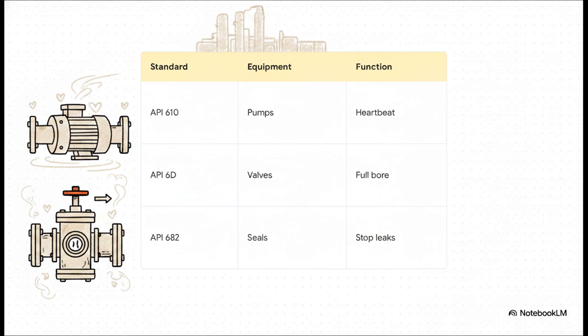This covers centrifugal pumps. In a processing plant, rotating equipment like pumps act as the literal heartbeat of production, constantly pumping the lifeblood of the facility. Then you've got API 6D, which dictates strict requirements for massive pipeline valves, making sure they have a full bore design so maintenance tools, which are called PIGs, can travel straight through them. And we definitely can't forget API 682 for mechanical seals. Those are your primary defense against leaks, fires, and frequent shutdowns on rotating shafts.